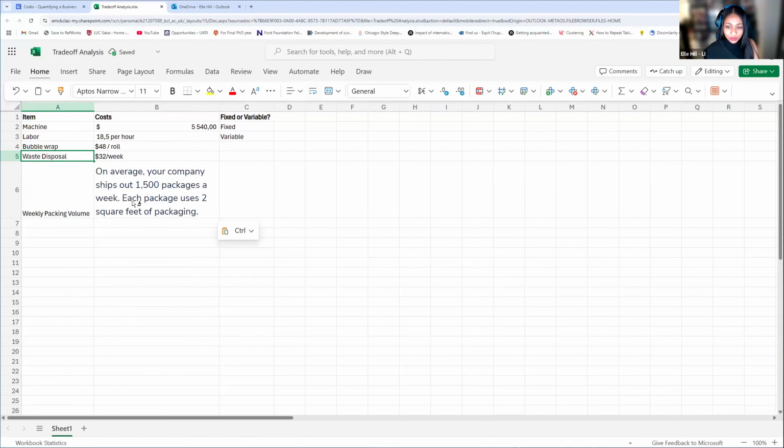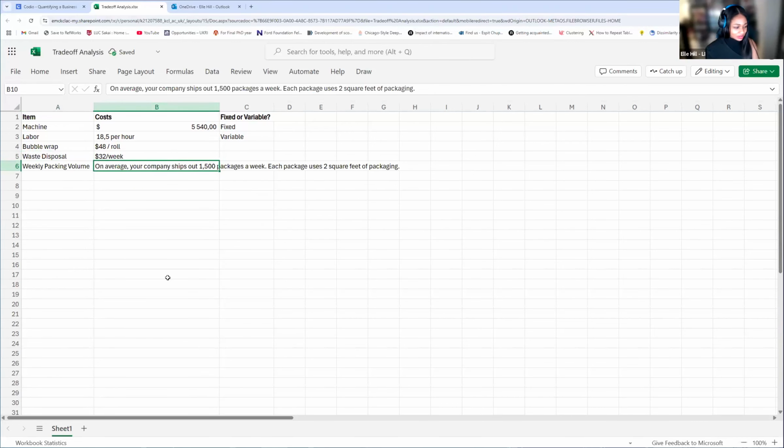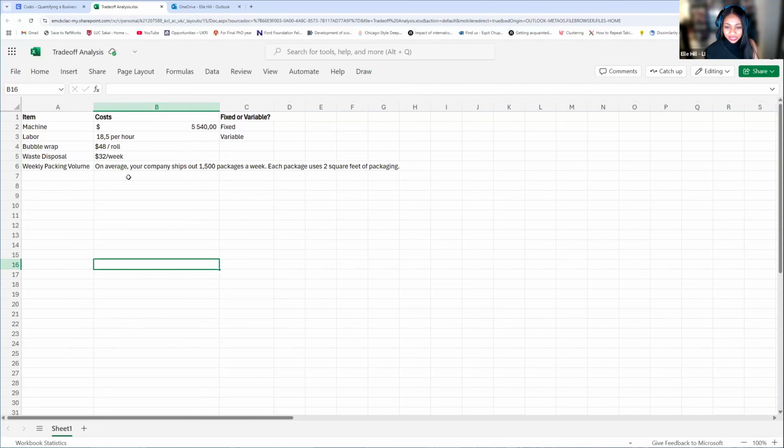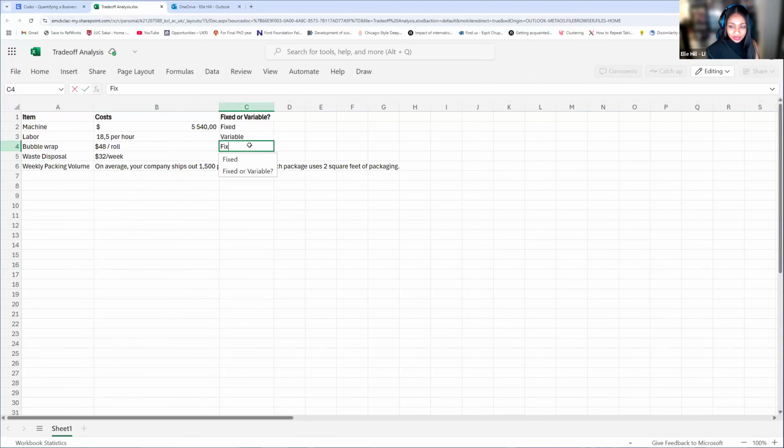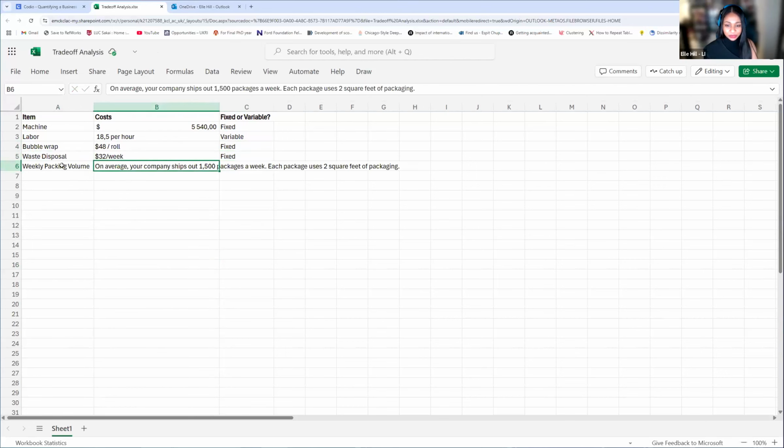And I'm going to use this formatting so it's not crazy long. So don't worry about the cost. We're going to convert these later on. And I'll also fill these in. This is going to be fixed. This is going to be fixed since this is a subscription. And then this weekly packing volume doesn't really apply, just some extra information.